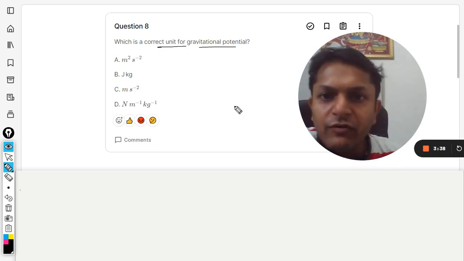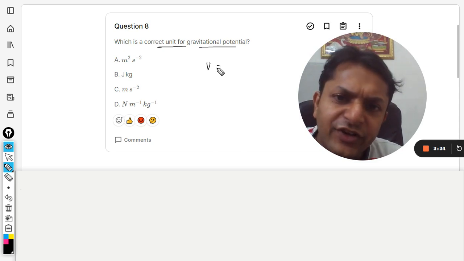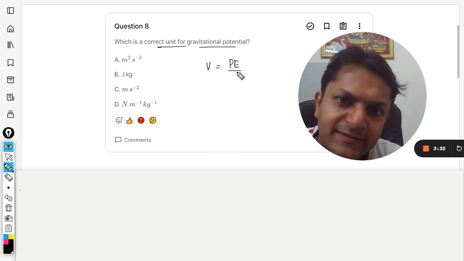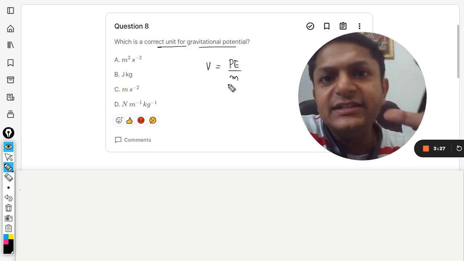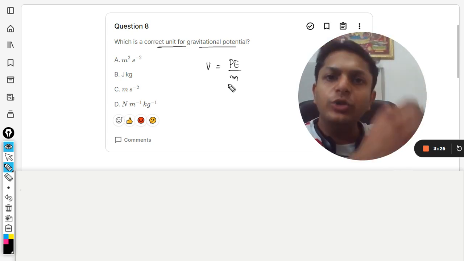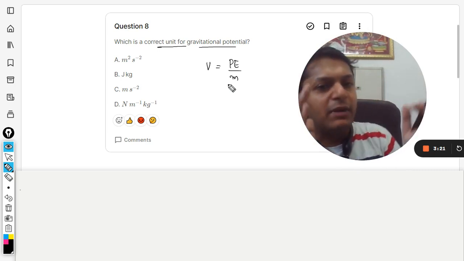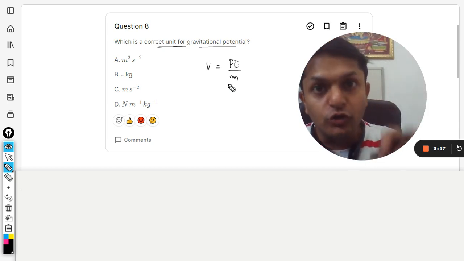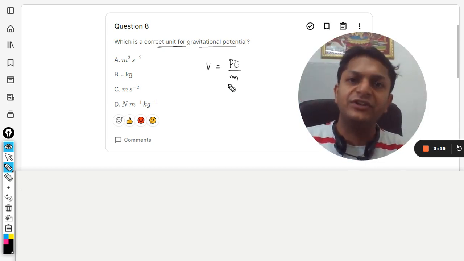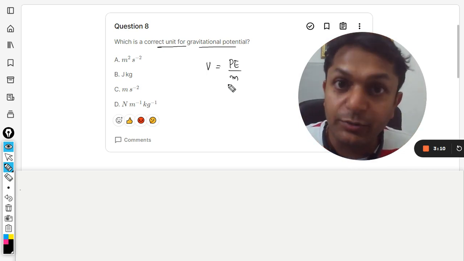Okay, so we want to go for the formula first of all. The formula that is first coming to my mind is the general definition of potential. It is the work done in bringing a unit mass from infinity to that point. So when you bring that mass to a certain point in the gravitational field, you do work and you create potential energy. So the potential energy per unit mass is defined as gravitational potential.